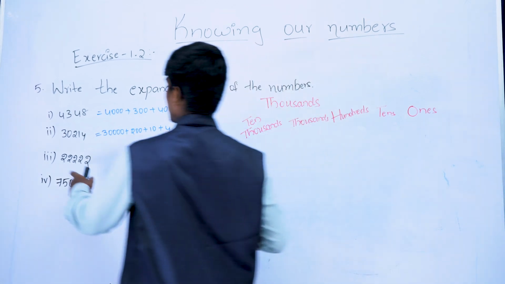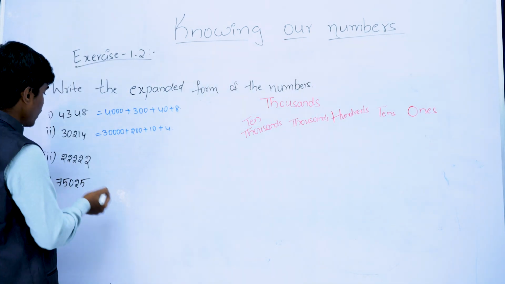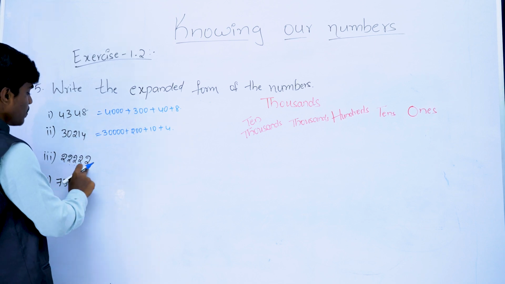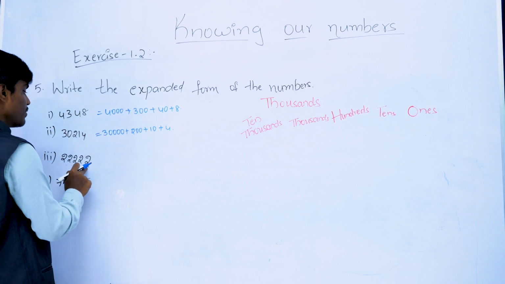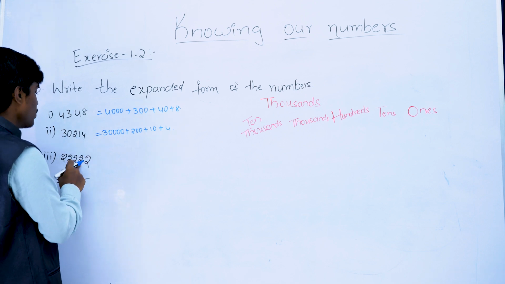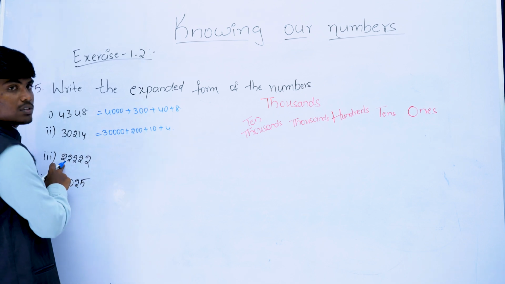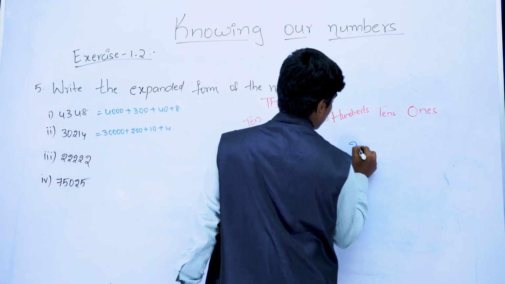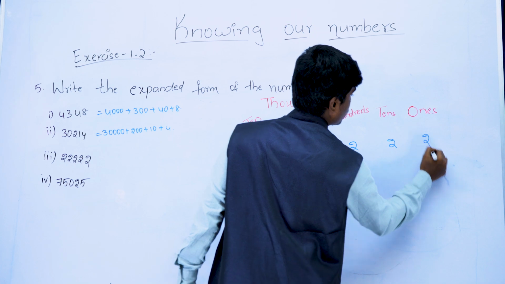Now, let's solve the third problem. Here, ones, tens, hundreds, thousands, 10,000s. See, in each place we have 2. In ones place we have 2, tens place we have 2, in hundreds, thousands, 10,000s also we have 2. So, 2, 2, 2, 2, 2.